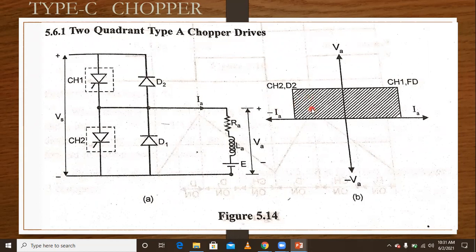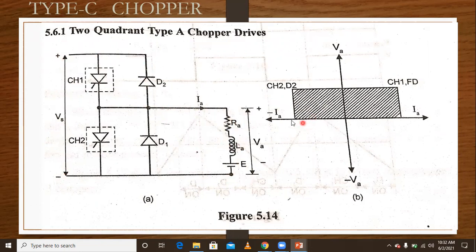It is the second quadrant operation, and in this mode the output voltage is positive. The supply is connected plus and minus; we are not interchanging the supply terminals. But the armature current flows from the motor to the supply, so the output current is negative. The voltage is positive because the positive and negative terminals are connected as they are to the DC machine, but the armature current goes to the source. This is called the forward braking mode.